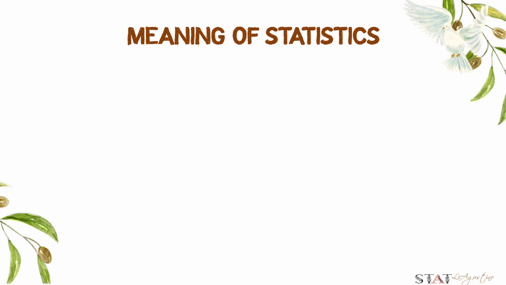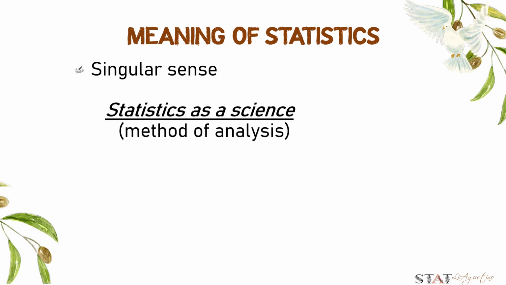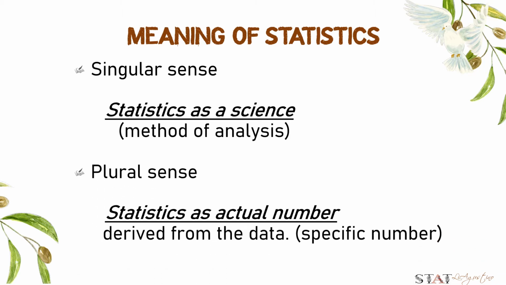And now, let's define the meaning of statistics. There are two types of meaning of statistics, in a singular sense and in plural sense. In singular sense, statistics as a science, or it's a method of analysis. So as a science like biology, like agriculture as a science. So that is the singular meaning of statistics. And then plural sense, statistics as an actual number, or it is derived from the data. So it is in a plural sense when it talks about a specific number. But if it is as a science, then that is the singular meaning of statistics. Okay.